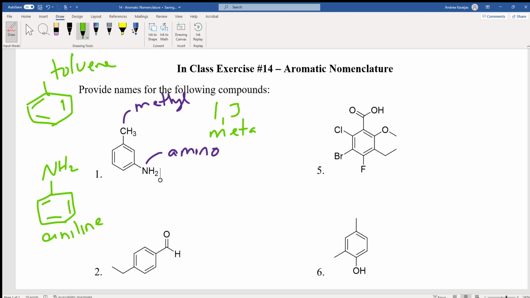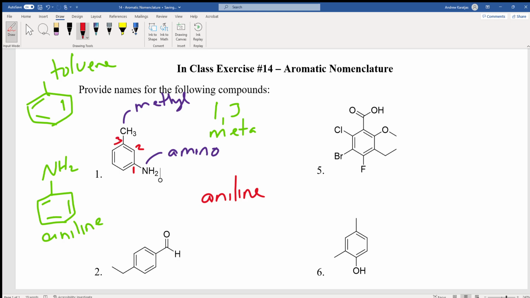Typically, we'd probably use the amino group as our root and therefore use aniline. And if we do that, and if we're going to call this an aniline derivative, then we'd name aniline. That means by default, the carbon containing the nitrogen would be carbon 1. That would make the carbon with the methyl group carbon 3.